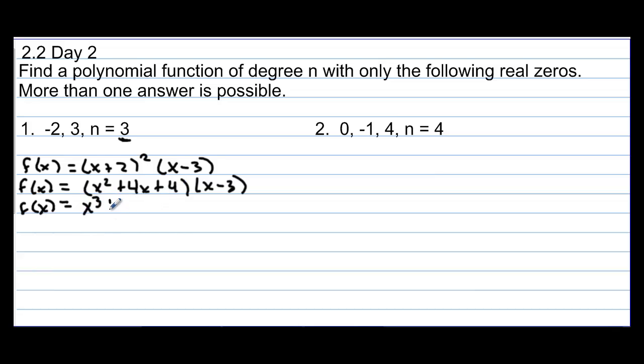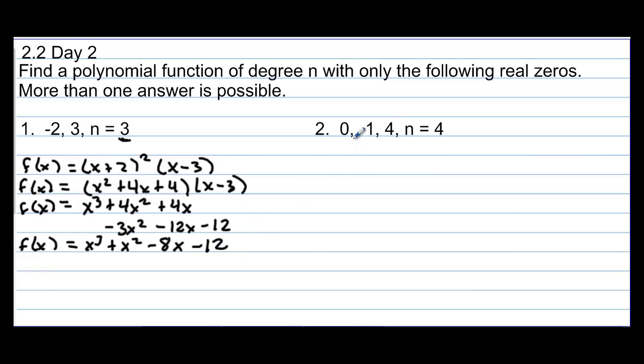So we have x to the third plus 4x squared plus 4x. So there's distributing the x through. Now we distribute the -3 through. So we have -3x squared minus 12x, and then minus 12. So the polynomial is f of x equals x to the third plus, 4 minus 3 is 1, so we have x squared, minus 8x, and minus 12.